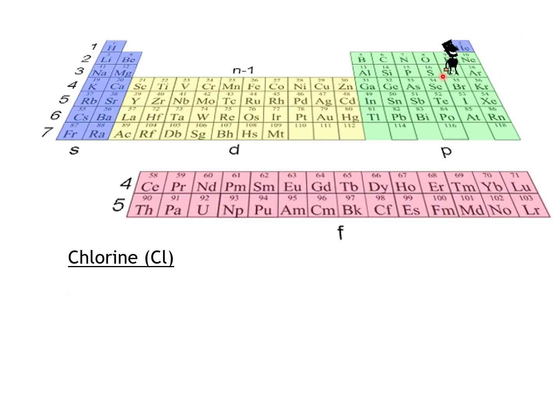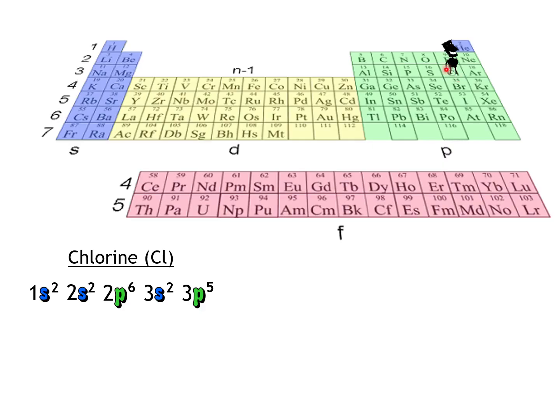So chlorine's over here. Now there's two different ways we could do it. We could do 1s2, 2s2, 2p6, 3s2, 3p, 1, 2, 3, 4, 5. Or we could also say, well, let's try to get a handle on this noble gas core, because I have the feeling that you're going to be looking at some really heavy-duty ones.